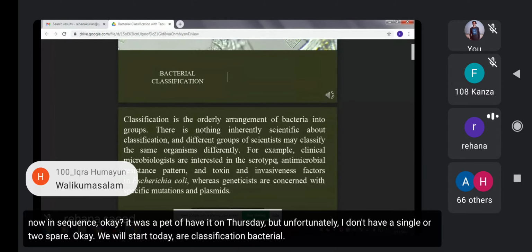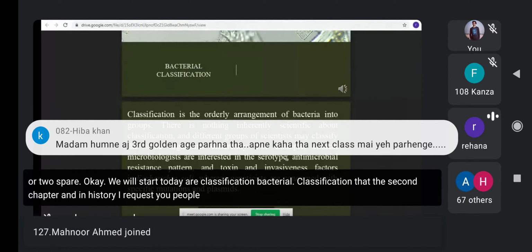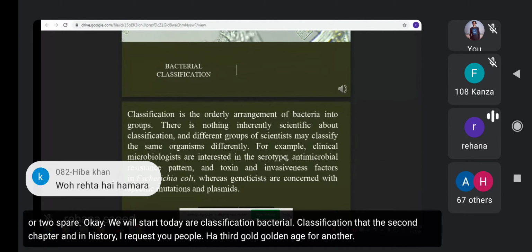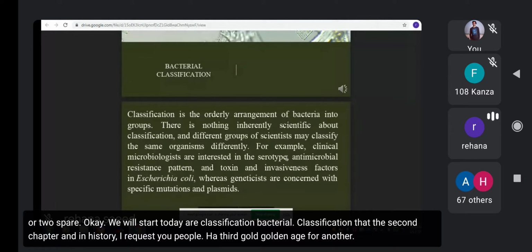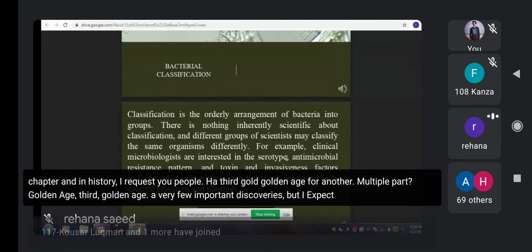That's the second chapter, and in history, I request you people, you had to read the third golden age. You had to read some important things in the third golden age, very few important discoveries, but I expect you people to go through these.